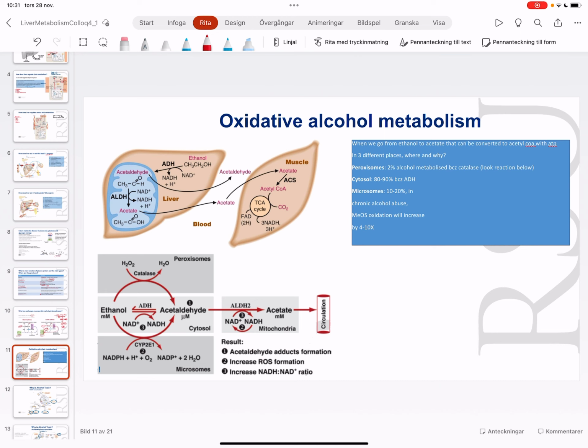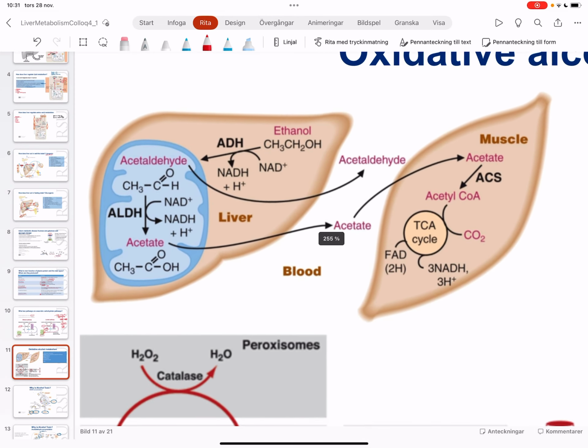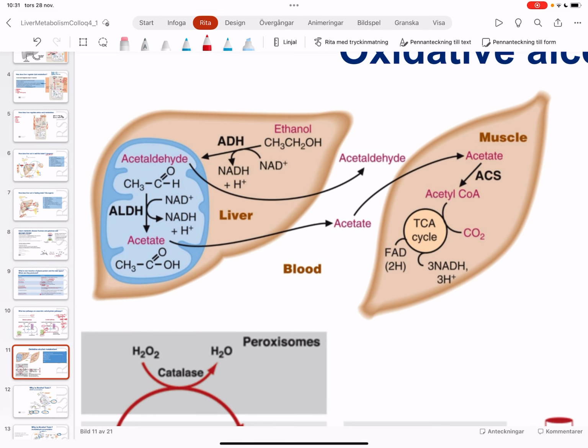Now to oxidative alcohol metabolism. How does the body get rid of or neutralize alcohol? And where does that happen? So that happens in the liver. So ethanol enters the liver.